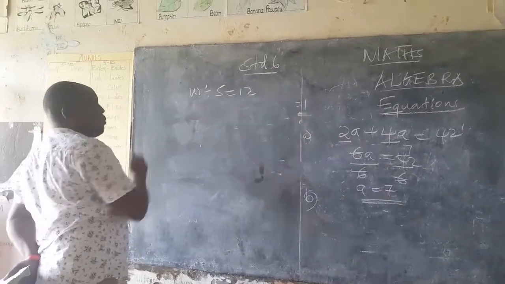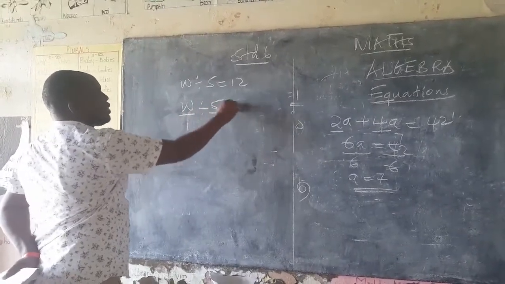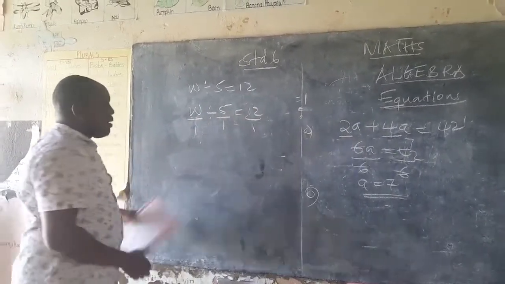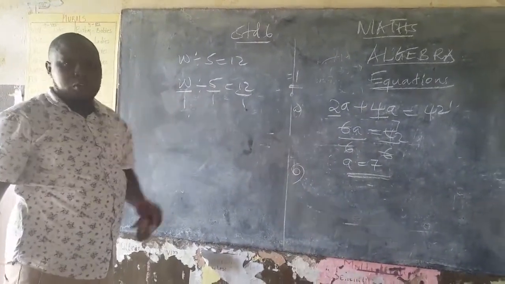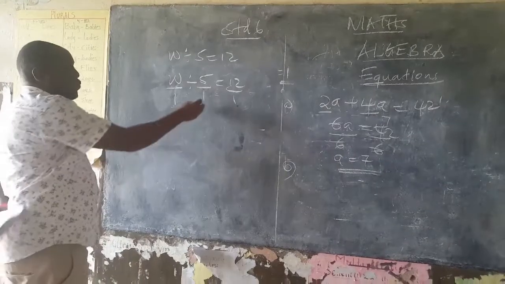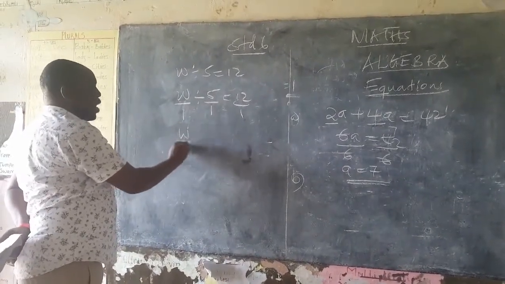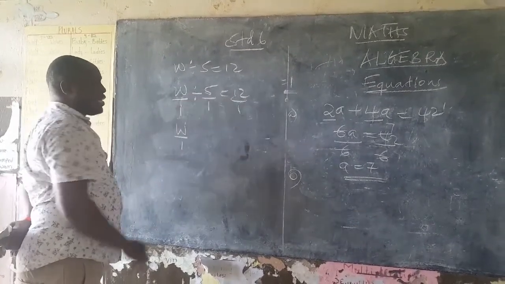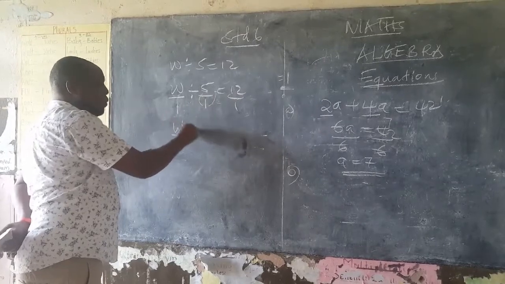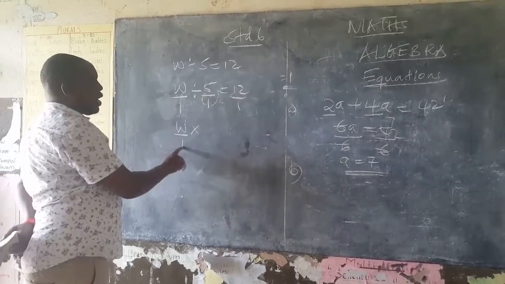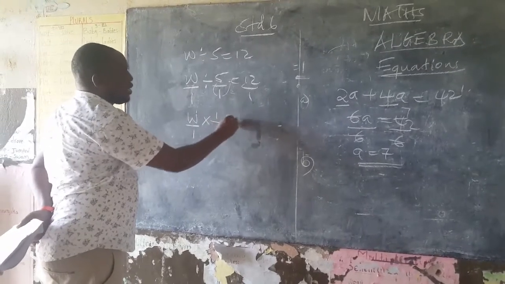So let's write this with the numerators. W over 1 divided by 5 over 1 is equal to 12 over 1. These numbers are all numbers, so they are going to have a denominator which is 1, all of them. So that you can get reciprocal, we must have a numerator and a denominator. So this is going to be W over 1. This sign is going to change. So whenever you get a reciprocal, the sign changes. So it's going to be multiplication. So W over 1 multiplied by 1 over 5 is equivalent to 12.